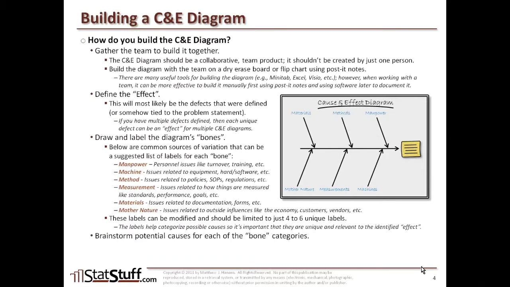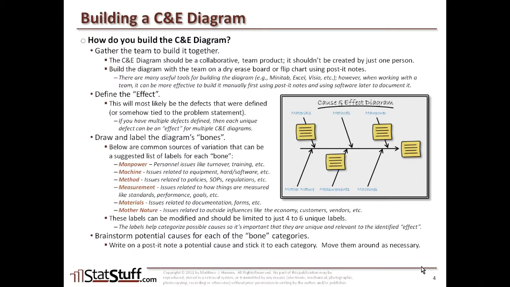Then what we want to do is brainstorm the potential causes for each of those different bone categories. That is where you're writing each of those things on a post-it note one at a time, where you're taking one of those different bones and you're talking through what those potential root causes are for leading to that undesirable effect. And then you might document them and start jotting them down with the post-it notes, and as you do, just continue to talk through these different things that you're finding and label them. You can move them around if they're on post-it notes, and it's okay to do that.